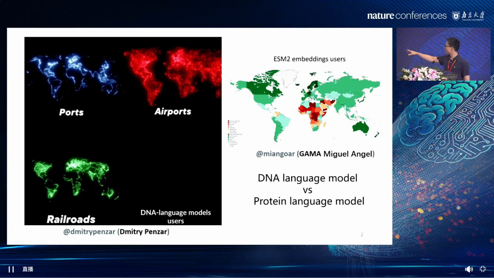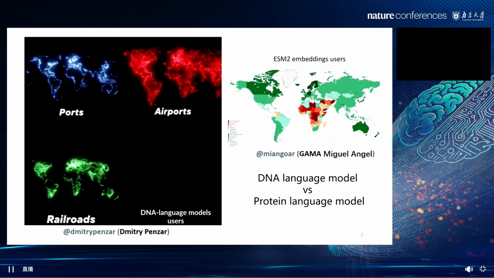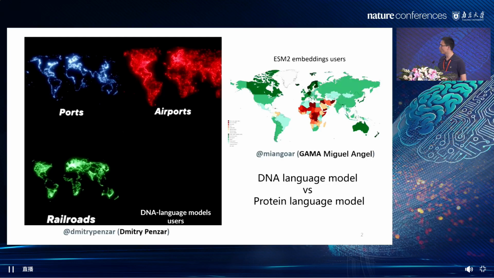So I brought the left image from Twitter. I asked Dimitri whether I can use this image, and he said yes. It shows the airports around the world, the ports around the world, and the real roads around the world, and also the DNA language model users around the world.